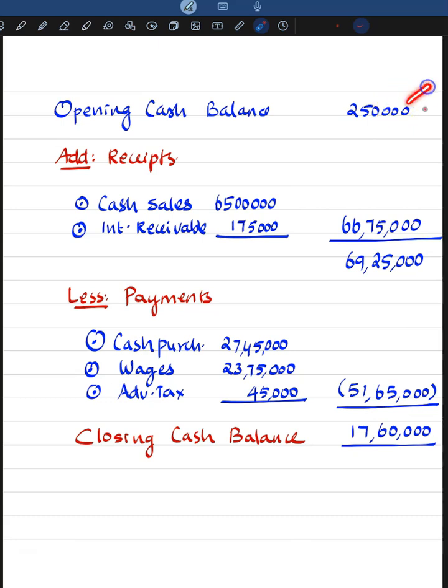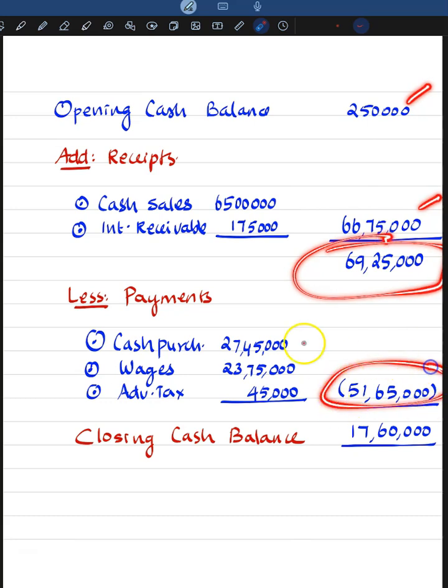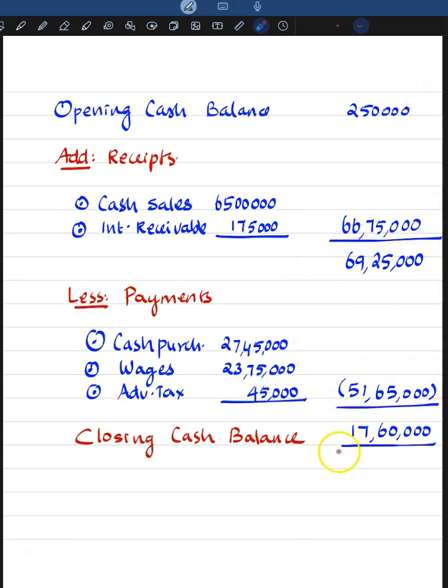So opening cash balance added by receipts makes the total cash generation so much, but of that 51,65,000 will go for various payments. It means at the end of the period, the closing cash balance is going to be healthy at 17,60,000 because we started with only 2,50,000. The receipts are so strong, they are much higher than the payments, so they are able to close the cash position at 17,60,000.